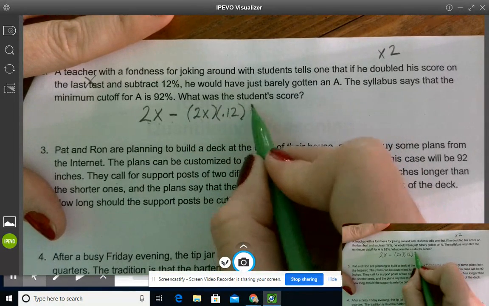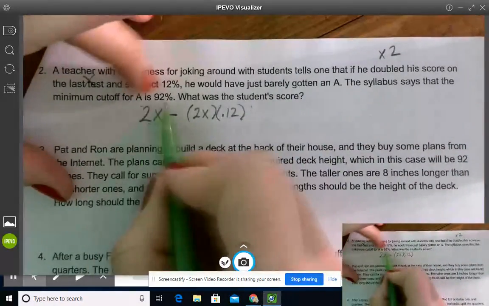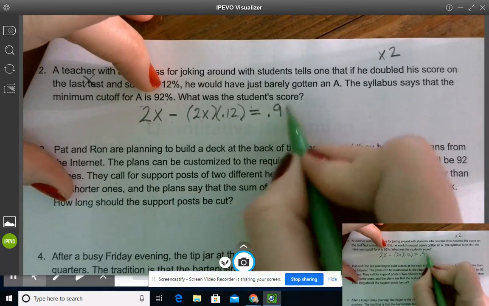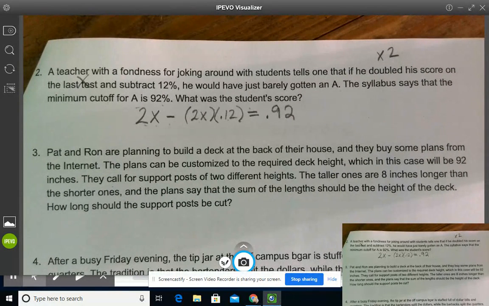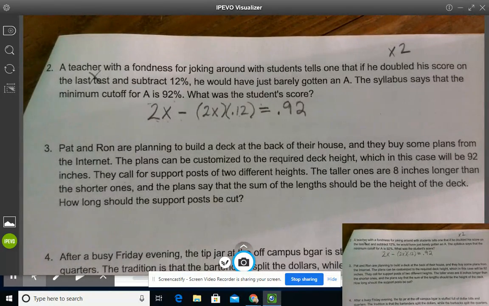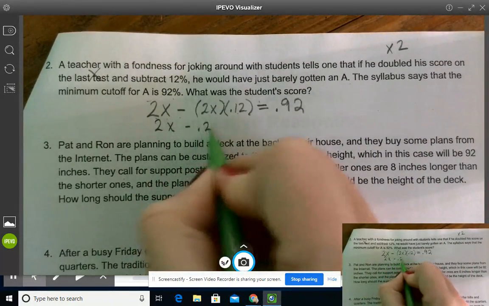And that has to be barely gotten an A, and an A is at 92%. So that's got to be equal to at least 0.92. I don't have my calculator here. So one of the things when you're working with these, just remember with percent to convert those into decimals so that you're not using too many place values. All right, so first thing I'm going to do is take 0.12 times 2, because what that gives me is 2x minus 0.24x.